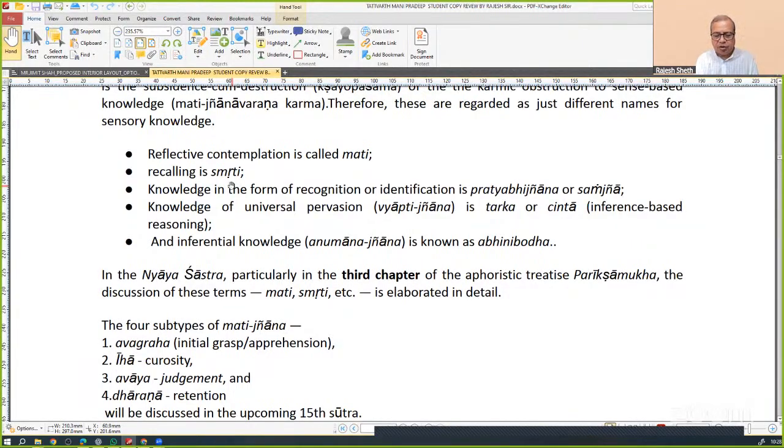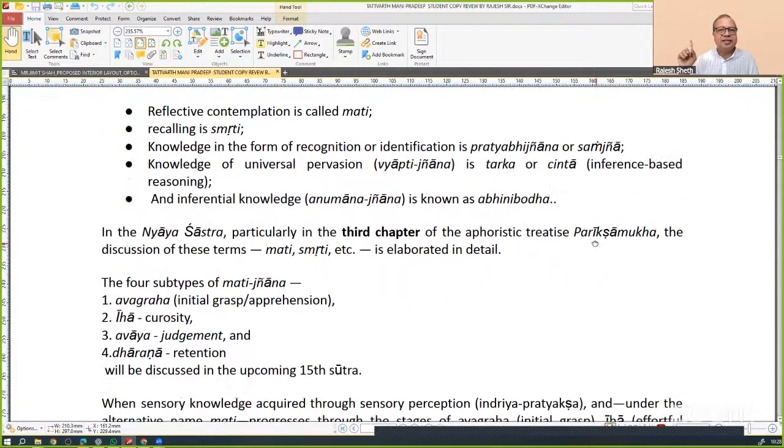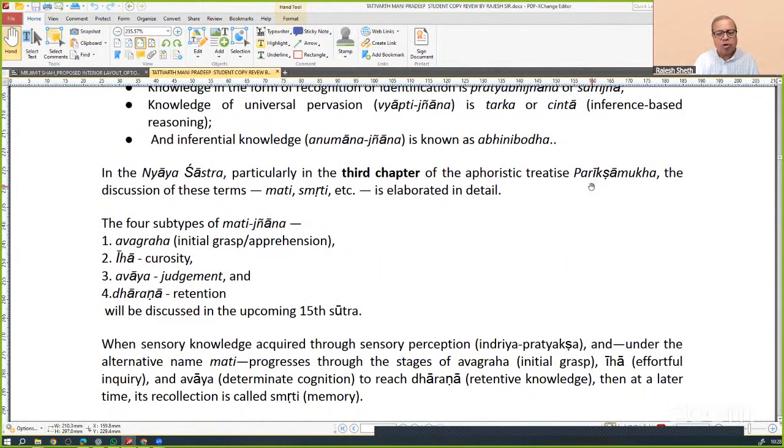In the Nyaya Shastra, particularly in the third chapter of the aphoristic treatise Pariksha Mukh. So we have this Pariksha Mukh in the 10th semester. Okay. So there we will study this again. The discussion of these terms, Mati, Smriti, etc., is elaborated in detail. So there we will do it in an elaborate manner, but here also we will study it. The four subtypes of Mati Gyan are Avgraha, Iha, Avay, Dharana, that we already did. Okay. When sensory knowledge acquired through sensory perception and under the alternate name Mati progresses through the stages of Avgraha, Iha, Avay, Dharana. Okay. Avgraha is sensation.